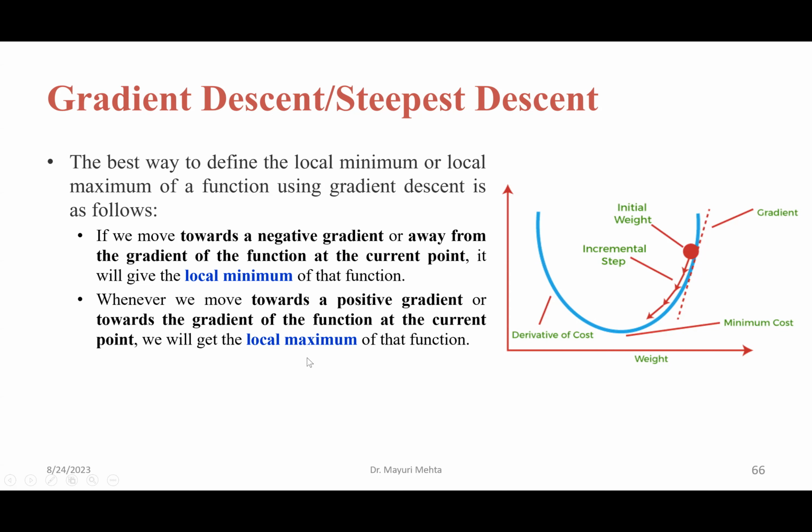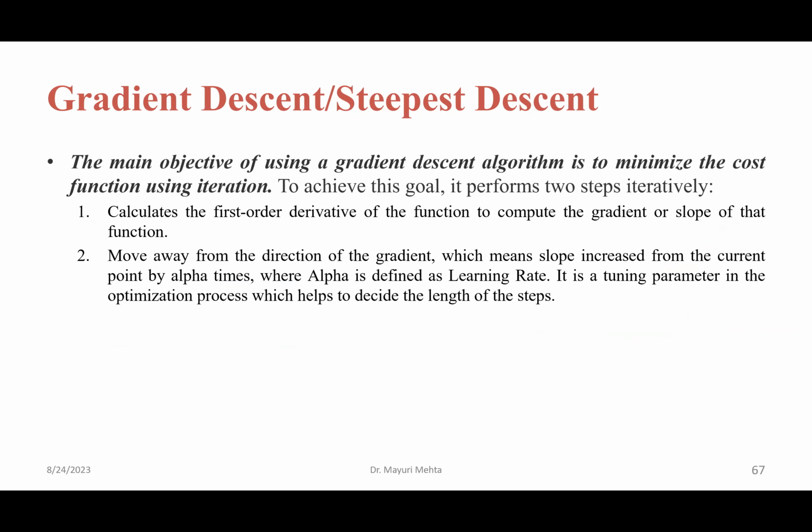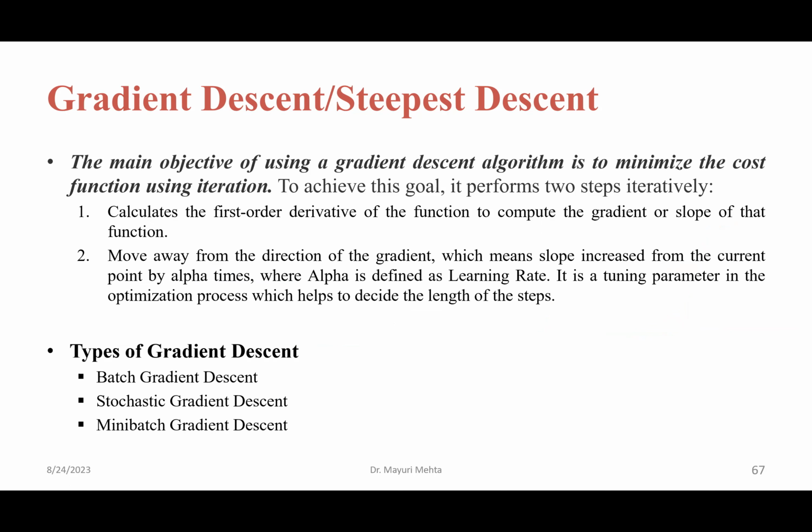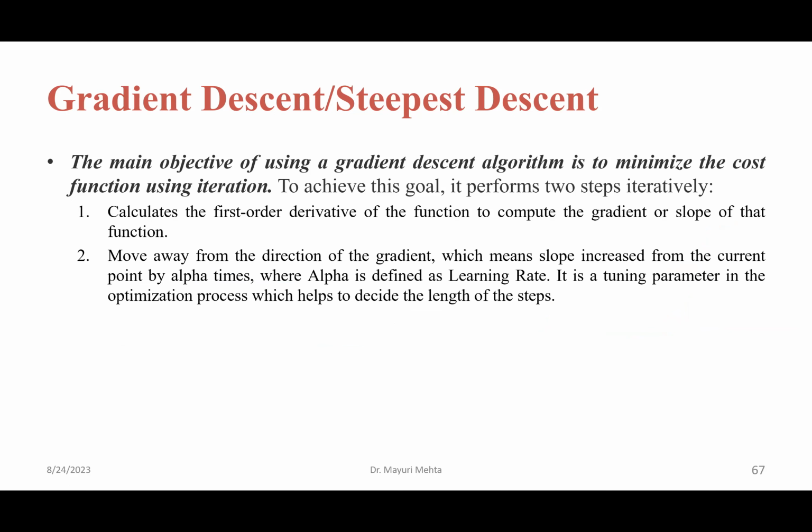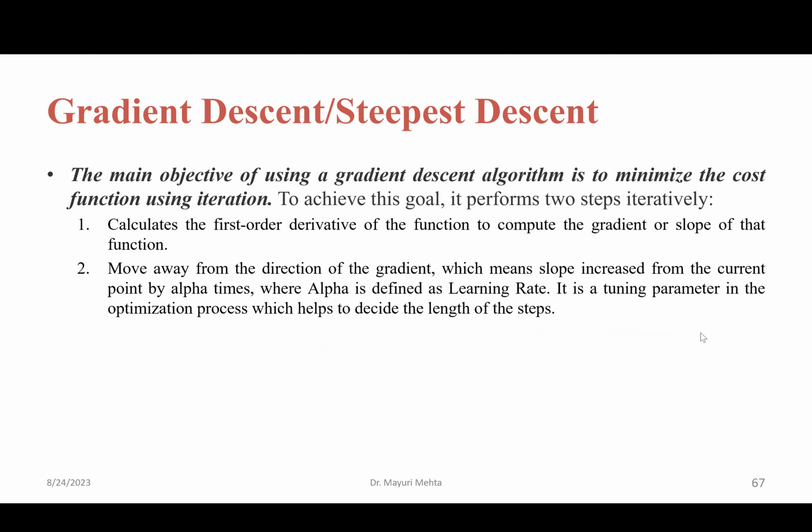And what is local maximum? Whenever we move towards a positive gradient, or towards the gradient of the function at the current point, we will get the local maximum of that function. So this is about local minima and local maxima. And here are the steps used to find the local minima in gradient descent. This is the simple gradient descent, and it works for most machine learning models.